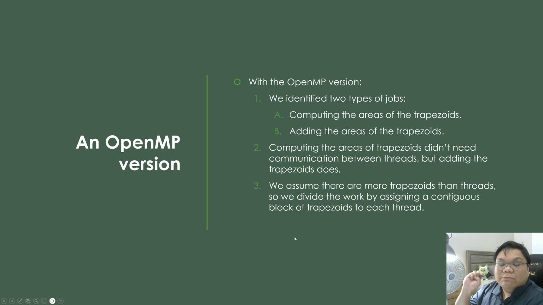There are 2 types of jobs that we have to do with this program. The first one is computing the area of the trapezoids, and the second one is adding the areas of the trapezoids. Here's the thing. It doesn't matter how many trapezoids we have, but does calculating the area of trapezoid A affect the area of trapezoid B? No, it shouldn't.